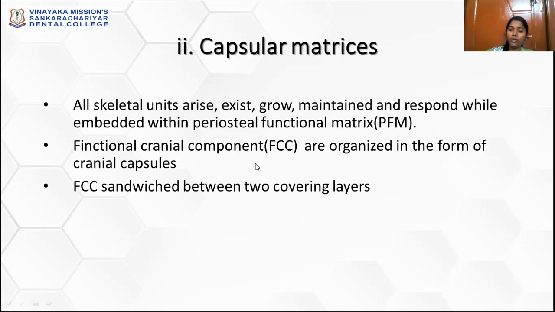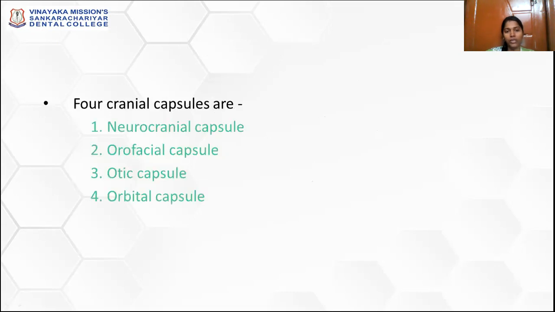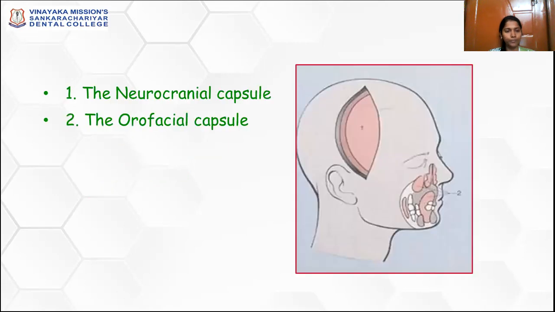The functional cranial component is organized in the form of your cranial capsules. See, what are all the cranial capsules we have? Mainly the 4 cranial capsules, in which the neurocranial capsule is here, the orofacial is here, and in between you have your otic and then orbital capsule.